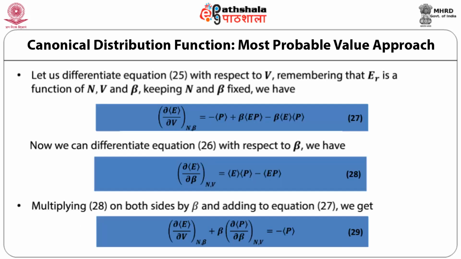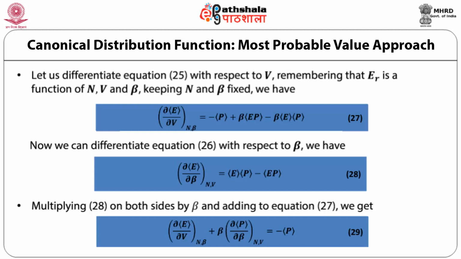Let us differentiate equation 25 with respect to V, remembering that ER is a function of capital N, V and beta. Keeping capital N and beta fixed, we have partial derivative of mean value of E with respect to V at constant N and beta is equal to negative of the mean value of P plus beta times the mean value of EP minus beta times the mean value of E multiplied by the mean value of P.